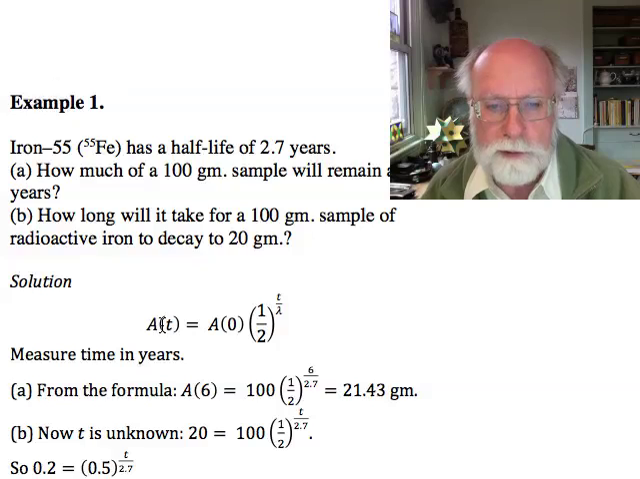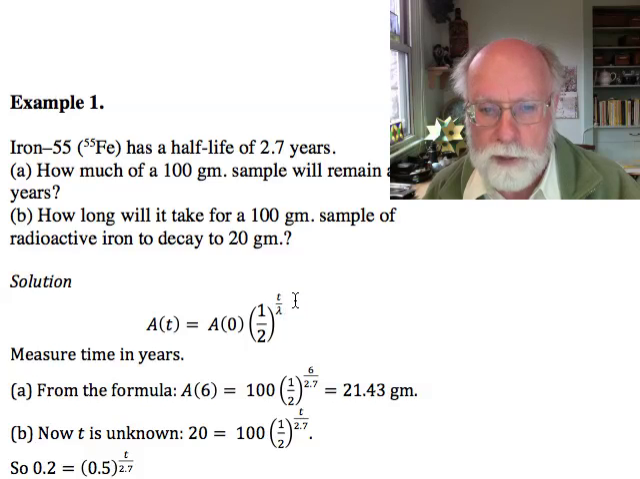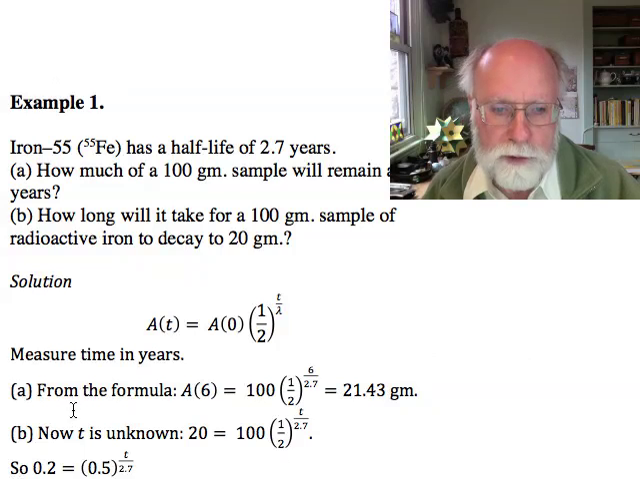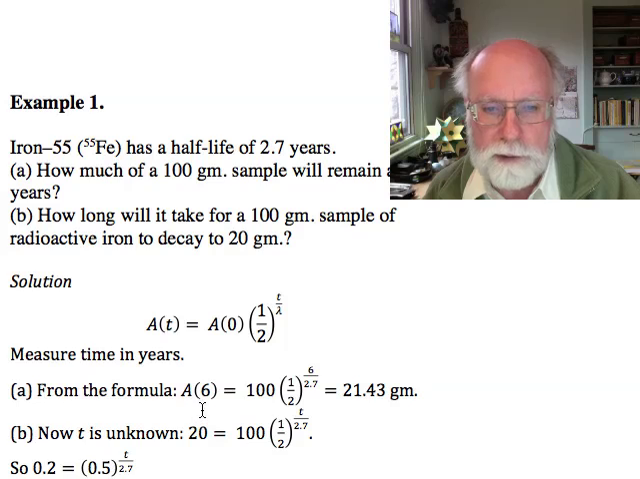Okay, so the formula is that A of t is A of 0 times 1/2 to the exponent t over half-life. We'll measure time in years, so we'll have to make sure that every time measurement in here is reconciled to be measured in years. So from the formula, A of 6, the amount after 6 years, is 100 times 1/2 to the 6 over 2.7. So I just put t equals 6 in this formula, use my calculator, and I get 21.43 grams. That's how much is left after 6 years.